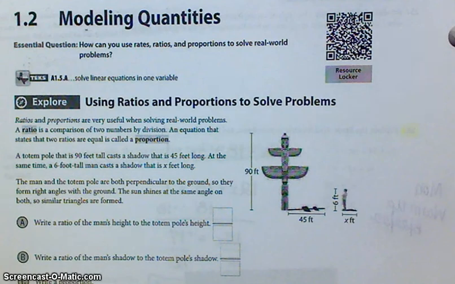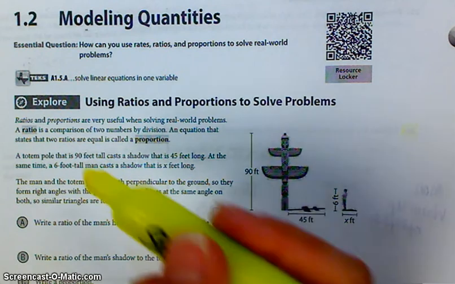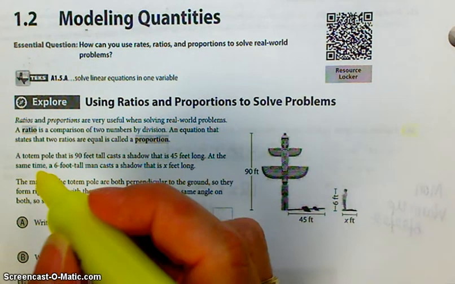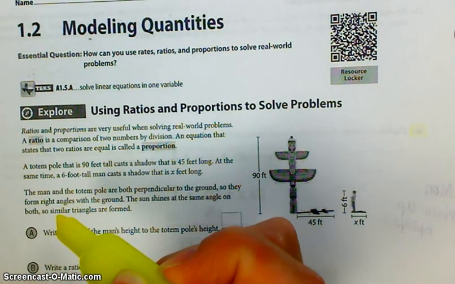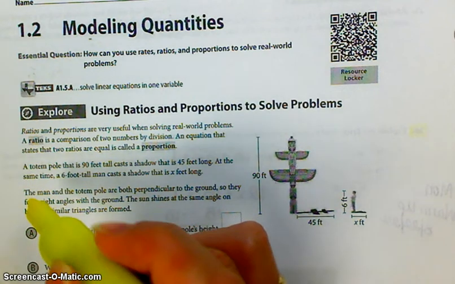All right, this is part 1 for screencast for Module 1, Lesson 2, where we are going to start modeling quantities. And the essential question is, how can you use rates, ratios, and proportions to solve real-world problems? Well, let's first talk about what a ratio and a proportion are, because they can be very useful in solving real-world problems, as it says down here.